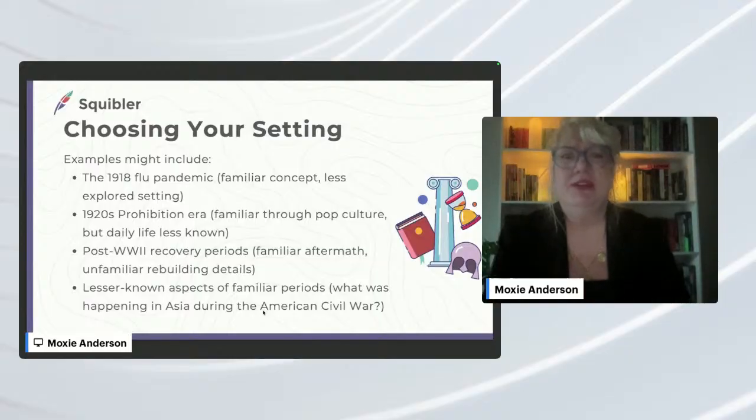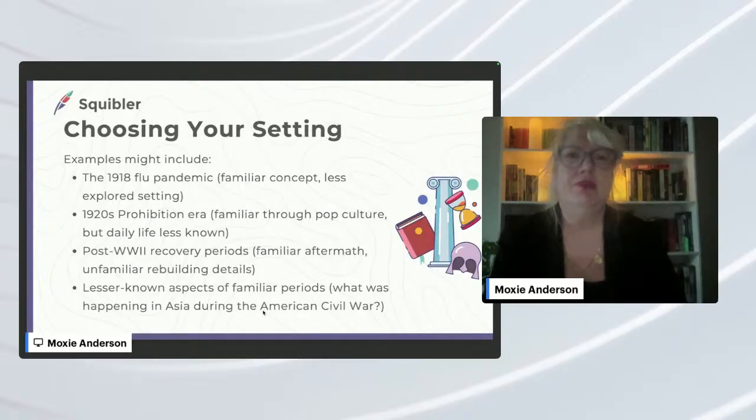If you're writing about something like World War I, you might talk about the flu pandemic. This is a familiar concept. Most people have heard of this. It's a worldwide phenomenon, but it's a less explored setting. A lot of people write about the 1920s Prohibition era. The Great Gatsby is really well known as a book for this era. So we're familiar with it from pop culture and things we've seen in movies, maybe in some books, but the daily life that people led in this era is less known. So that's something that you can consider as well.